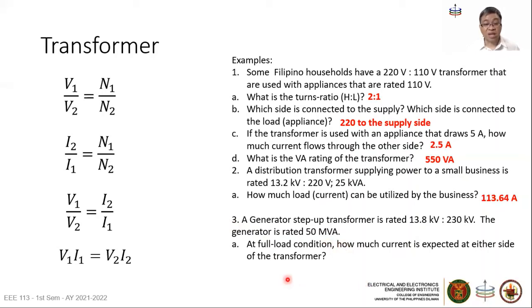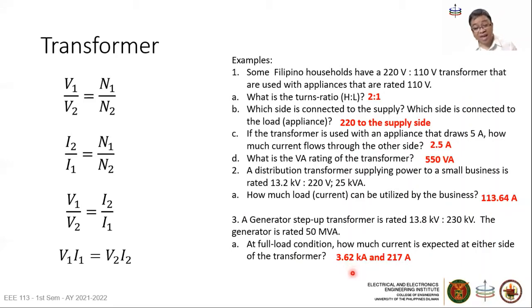The generator is rated 50 MVA, so that's 50 million volt ampere. So the question is, at full load condition, when the generator is fully loaded, when the transformer is fully loaded, how much current is expected at either side of the transformer? So we start on the low side, that's 50 MVA there at 13.8 kV. The current should be 50 MVA divided by 13.8 kV. That should be 3.62 kiloamperes.